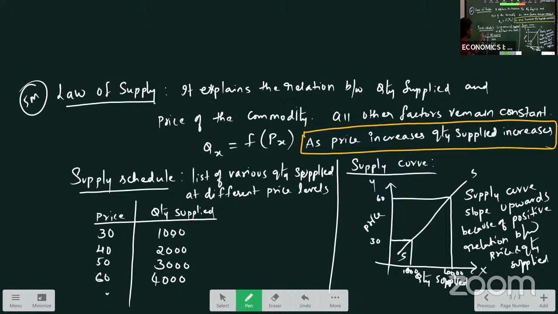Okay. So to explain law of supply, we use supply schedule and supply curve. Supply schedule shows the list of various quantities supplied at different price levels. So that is called your supply schedule. So we can see as the price is increasing, supply is also increasing. Now, depending on the supply schedule, we have the supply curve. Supply curve will be sloping upwards because of positive relation between price and quantity supplied. Okay, so hope you all understood the concept of supply.